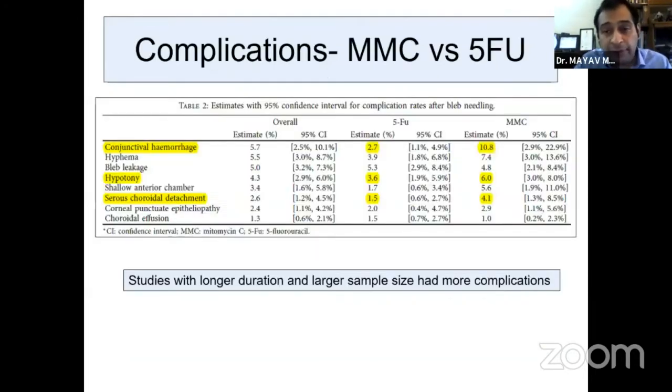Complications. Again, this is very important for us. Mitomycin C, because of complications like ciliary body damage and corneal decompensation, is a little more fearful as far as complications are concerned. However, the studies post needling have not shown much difference between 5-FU and mitomycin C, with conjunctival hemorrhage seen in almost 10% of cases with mitomycin C, and a slight increase in hypotony and serous choroidal detachment. However, these are not statistically significant, only numerically different. And studies with longer duration and larger sample size have had more complications.